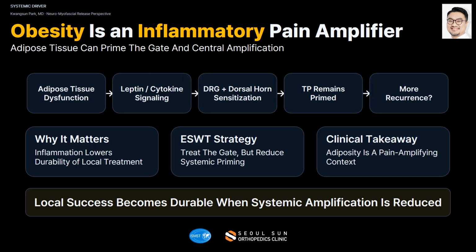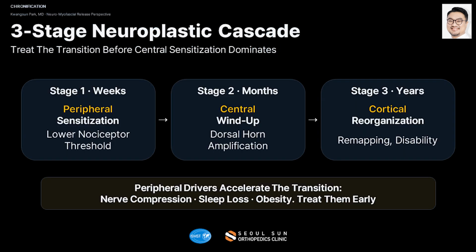Obesity is not only a loading problem, it is also an inflammatory pain amplifier. Adipose tissue dysfunction and cytokine signaling can prime nociceptive pathways. In recurrent MPS, metabolic health should be managed alongside ESWT, not after it.